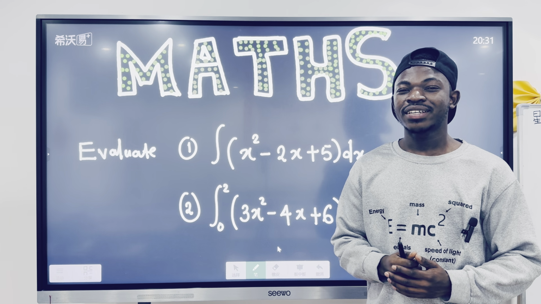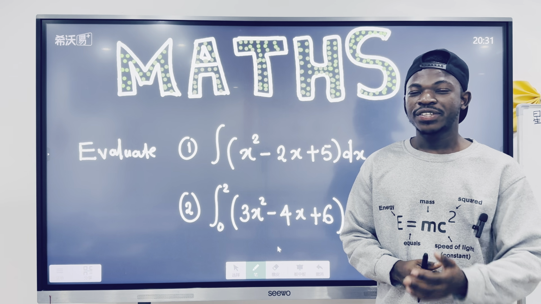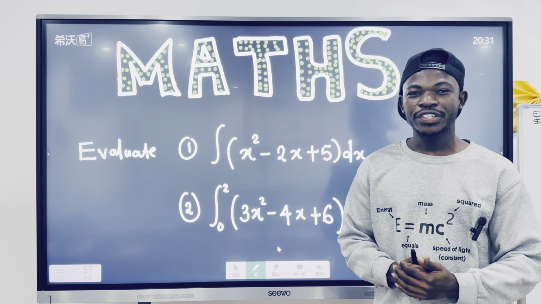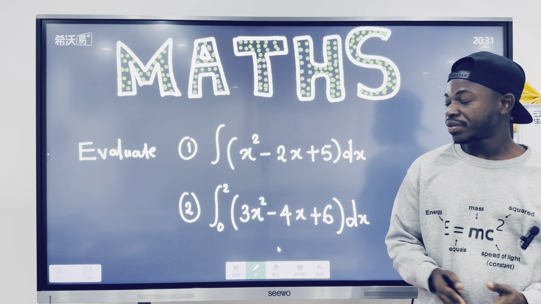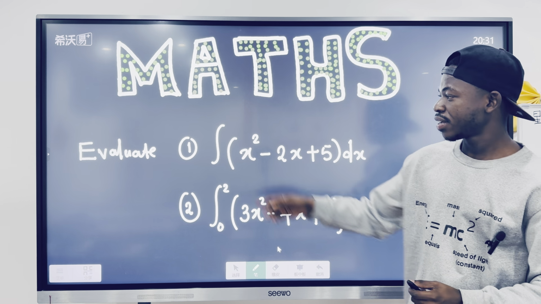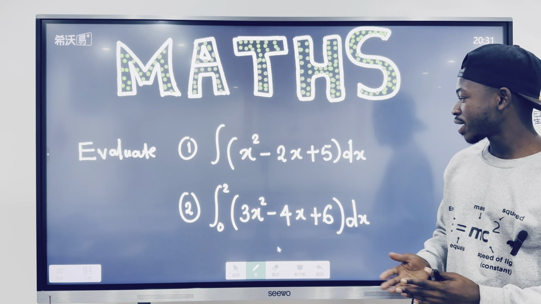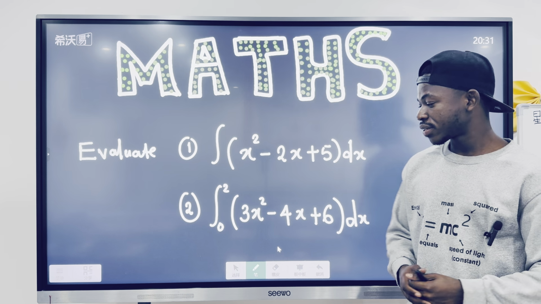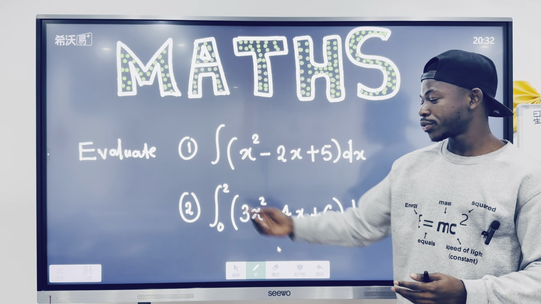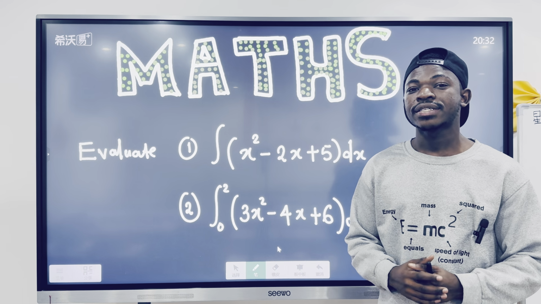So in today's session, we want to look at these two questions from mathematics. So let's just quickly dive in and see what we can do to solve these two questions. The question says evaluate. The first one says the integral of x squared minus 2x plus 5 dx. Part 2 says integrate from 0 to 2 3x squared minus 4x plus 6 dx.